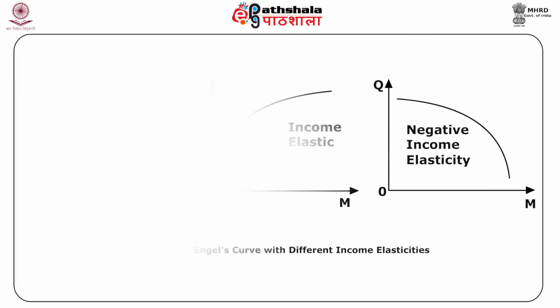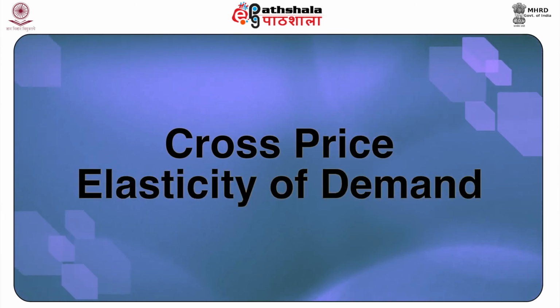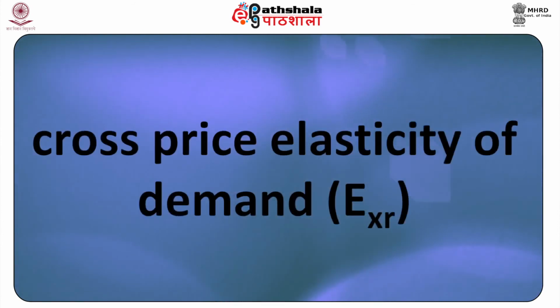Next, we come to the cross price elasticity of demand. A change in the price of related goods also affects the quantity demanded for a good X. These related goods could be either substitutes or complements of good X. The impact of a change in the price of R on quantity demanded of good X is given by the cross price elasticity of demand.